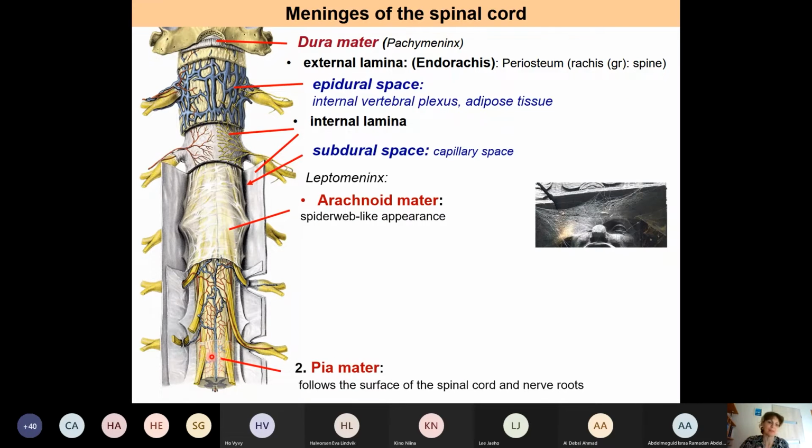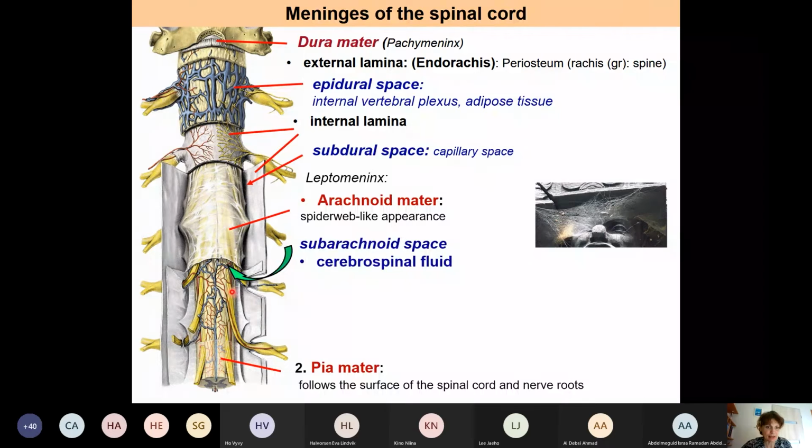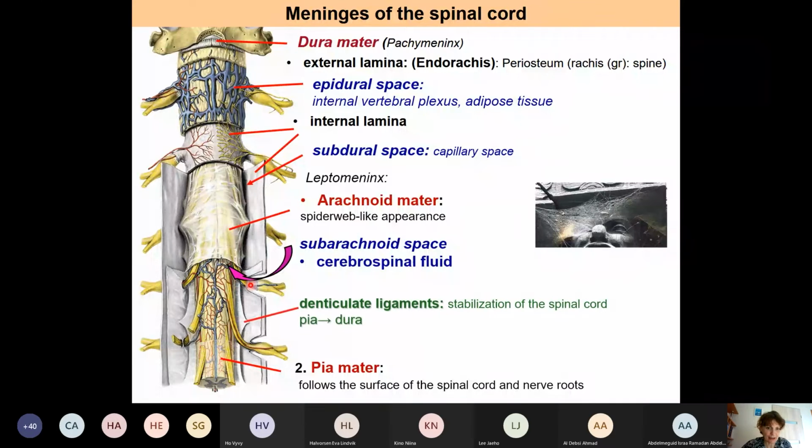It surrounds directly the spinal cord. It follows the surface of the spinal cord and also the nerve roots. And it also goes into the grooves, you will see. It is also composed of dense connective tissue. And this space between the pia mater and the arachnoid, called the subarachnoidal space, is very important, because here we have the cerebrospinal fluid.